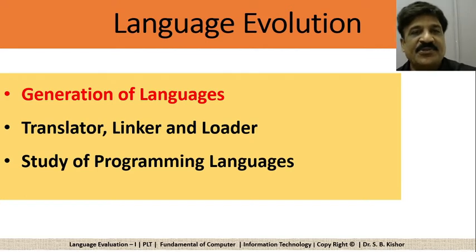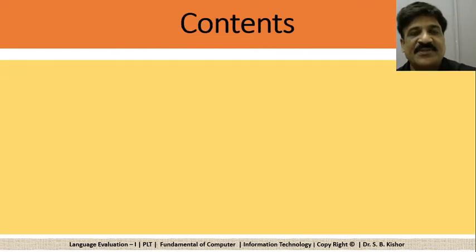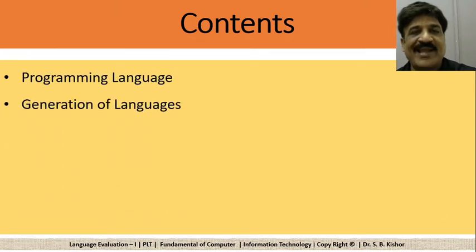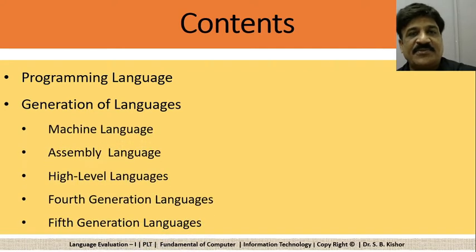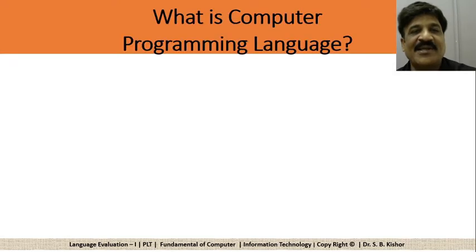Now under generations of language, what are the things that you are going to learn? We are going to discuss programming language and then generations of language: machine language, assembly language, high-level language, fourth generation language and fifth generation language. So let's start with what is programming language.